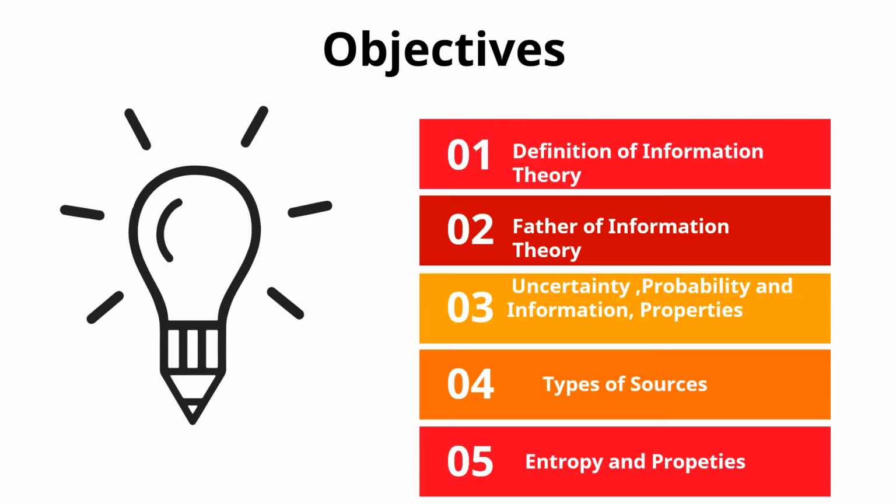Today in this video, we are going to see how information theory is defined, who is the father of information theory, what is the relationship between uncertainty, probability, and information, and the properties of information. Also, we are going to see the types of sources and entropy and its properties.